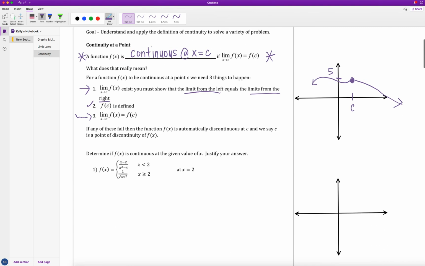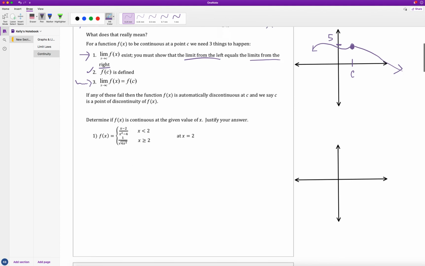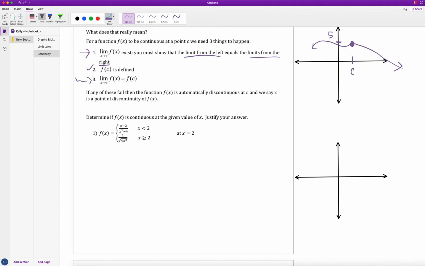Let's look at our first example. Our first example says: determine if f of x is continuous at the given value of x, and justify your answer.